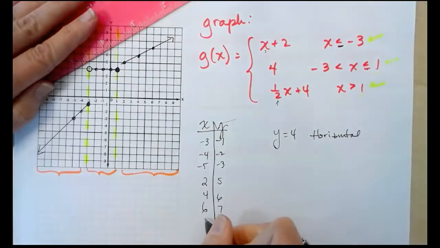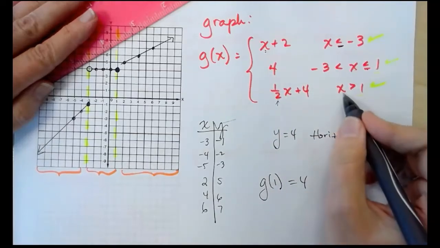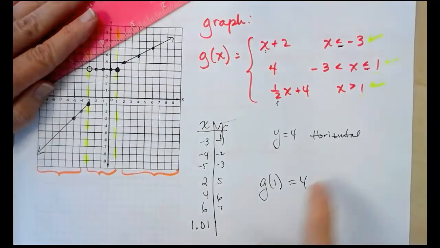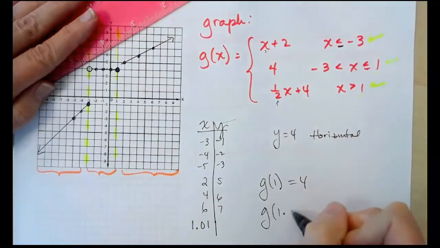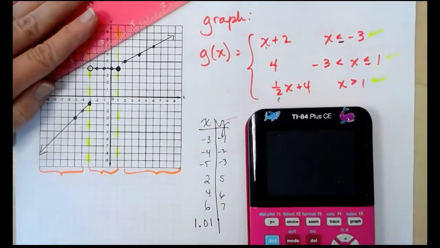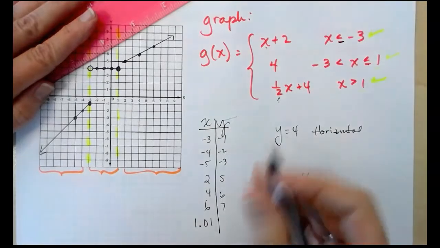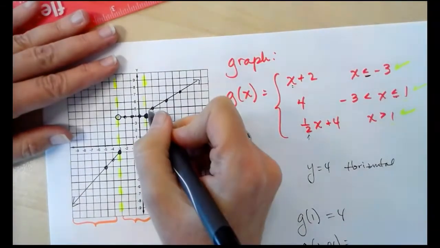Well, what if we plugged in a 1 into this function? If we said g of 1, well, it's equal to 4, right? But remember, this is strictly greater than 1. So we need to think about, what if we plugged in maybe 1.01? 1.01 is larger than 1, so technically it would have to go into this piece of the function. G of 1.01. So that would be 0.5 times 1.01 plus 4, which is 4.5 and some change, 4.505.